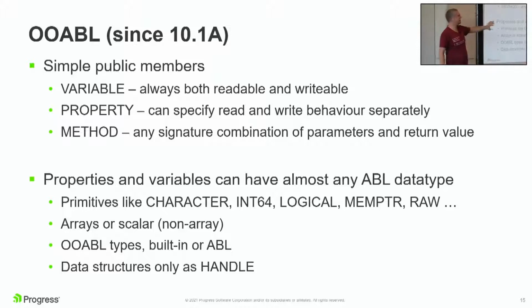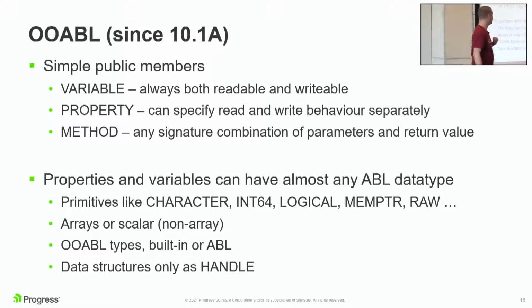Just as a super high level, we're going to look at 3 simple public members. Members are just the things in classes. Variables, which are always readable and writable, you can't restrict them, so they're either publicly accessible or not, basically. Properties, you can control read and write behavior. We saw that a little bit with that file writer property, where we can read it publicly, but we can only write it privately, in other words, in that class. And methods can do pretty much everything, right? Any combination of input parameters, input-output parameters, return values, whatever.